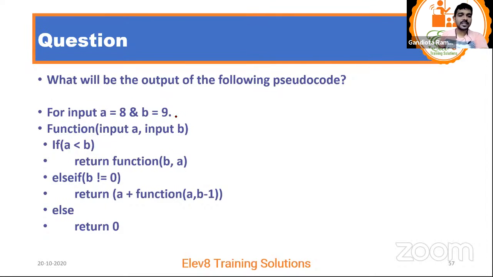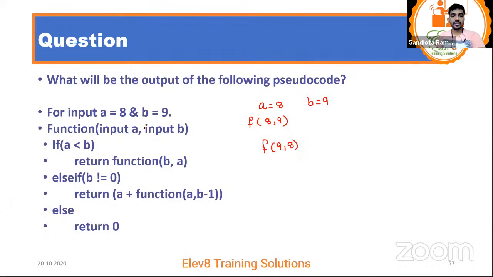See, I'm going to trace this code. If the A value is 8 and the B value is 9, you are going to pass A comma B, 8 comma 9, to the function. When you pass this, if A is less than B, yes, the condition is true. When the condition is true, it is going to call one more function again, function of 9 comma 8.